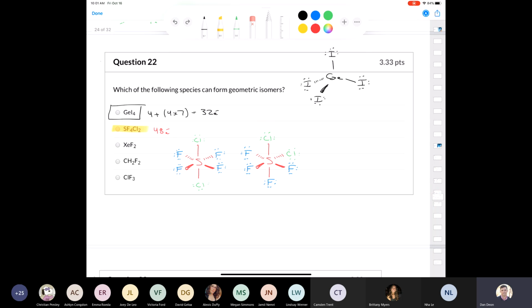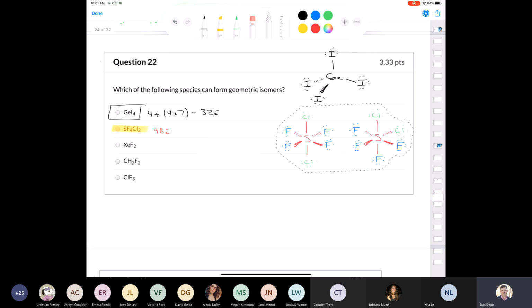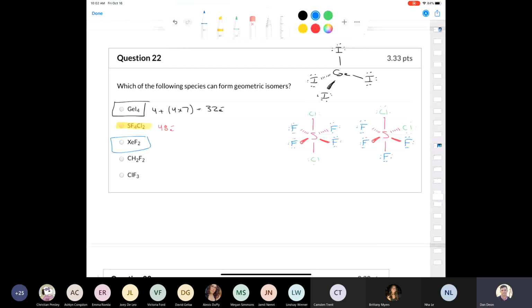Okay, I didn't mean to do that. I wanted to move them out of the way. There we go. Now somebody's asking me about CH2F2, and the answer is it can't be CH2F2, and I'll show you why. If we look at xenon difluoride, we could even look at it quickly. If you draw the molecular geometry of xenon difluoride, it's going to be linear, and there's no way that you could rearrange those fluorines to get a different molecule.